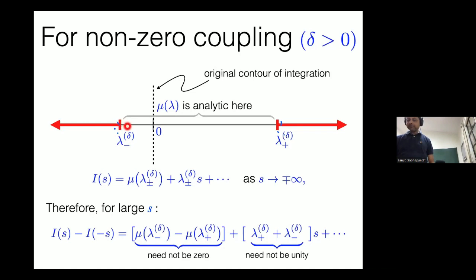It is basically going to be an expansion around the saddle point. If s is plus infinity, it is an expansion around that one, and if s is minus infinity, it is an expansion around the other. So you can write this down, plus higher order terms, which are subleading. Now if you look at this difference, there is this term plus the linear term, and then the other subleading terms. In this case this term need not be 0, which it was in the delta equals 0 case because of the Gallavotti-Cohen symmetry. And again, this need not be equal to 1, which it was in the earlier case because of this symmetry.